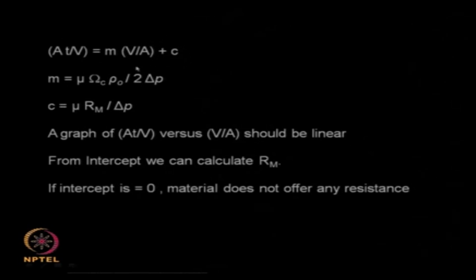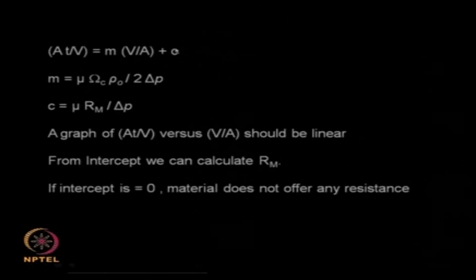Interestingly, if you look at this relationship and plot AT by V as against V by A, we will get a linear relationship. From the intercept of that linear relationship we can calculate the Rm term, because this is like your original equation for a straight line, y equal to mx plus c. C is your intercept, m is your slope. So from the intercept we can calculate the Rm term here.